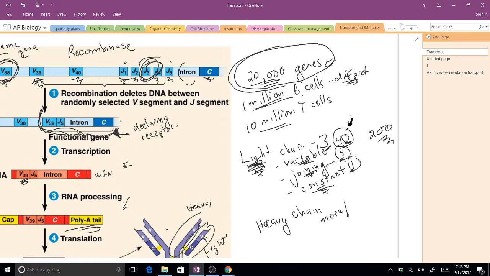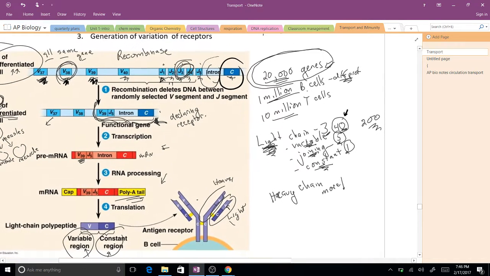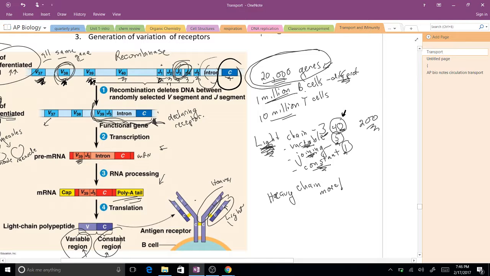So if I go back to this picture, we have these variable regions. And then we've got these joining regions. And then we have an intron, and then we've got one constant region. Well, if you do the math, this is the same kind of math if you've ever encountered a problem where they say they went into Baskin Robbins for the 31 flavors and they got 5 scoops of ice cream. Well, if there are 31 flavors, what are the possible combinations of ice cream 5 scoops that they could have gotten? It's the same idea. You would multiply the possibilities. So you can have 200 possible variations.